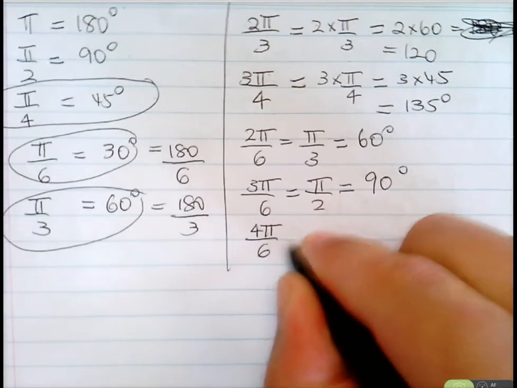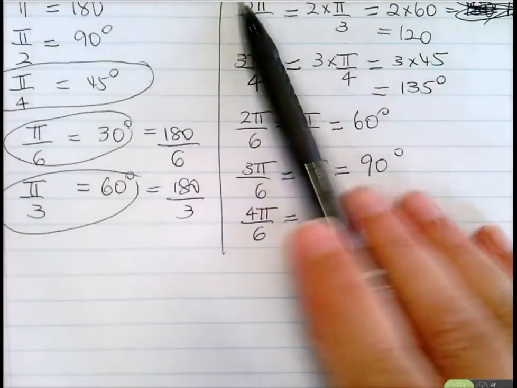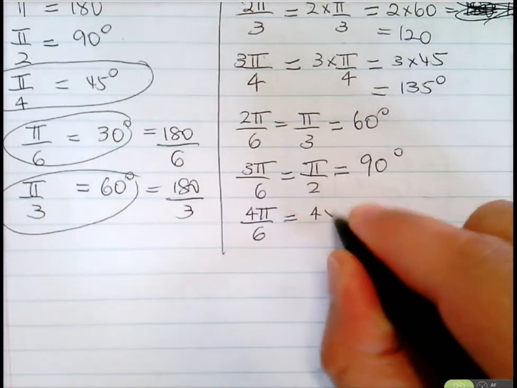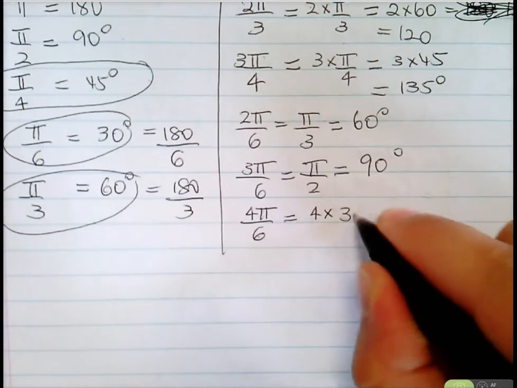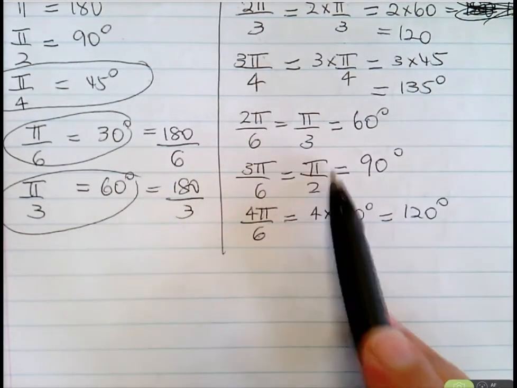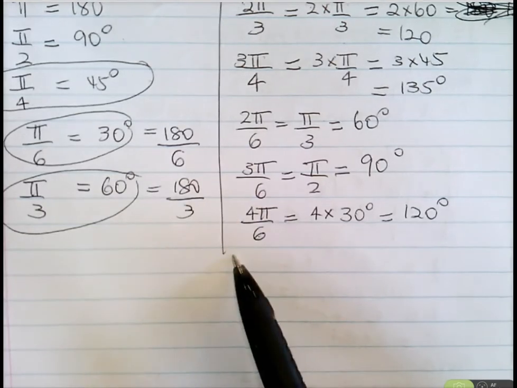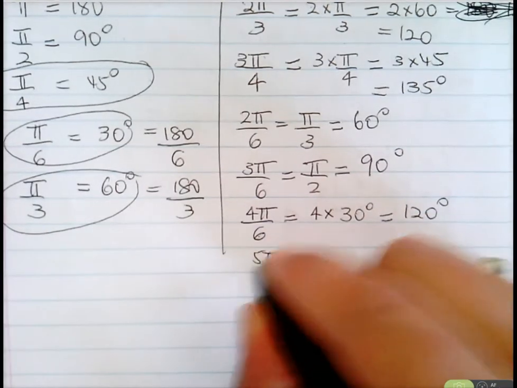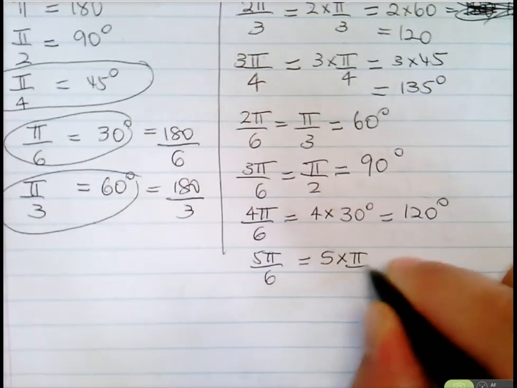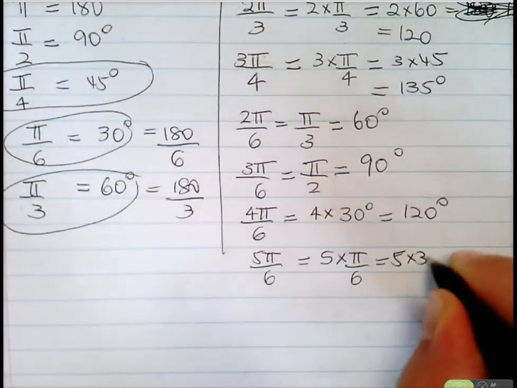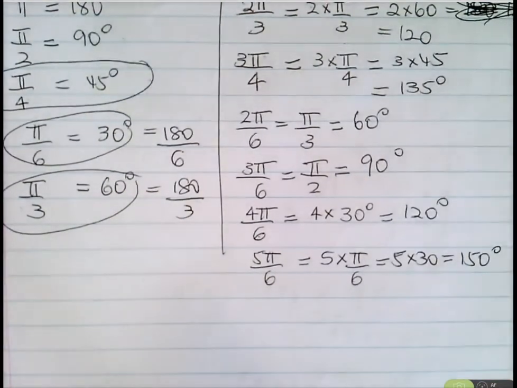What's 4 pi on 6? If you don't like doing it that way, isn't it really just 4 lots of what? 4 lots, what's pi on 6? You can think of it like that. You can think 3 on 6 we know is a half. But 4 on 6, yes, we know it's 2/3, but you could say it's 4 lots of pi on 6. All right, 5 pi on 6 is 5 lots of pi on 6. As long as you know that pi on 6 is 30, it's 5 lots of 30, which is 150.